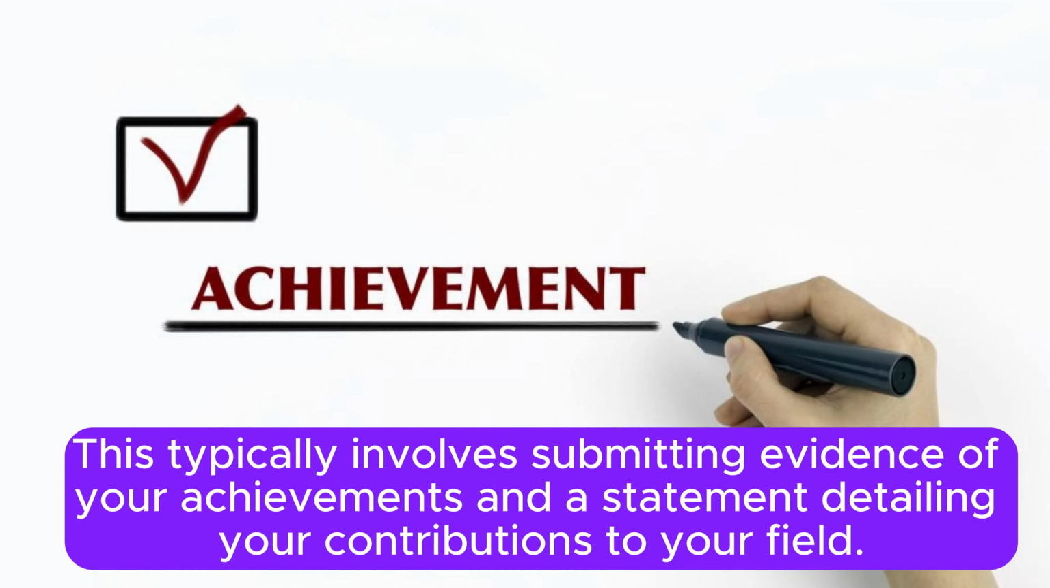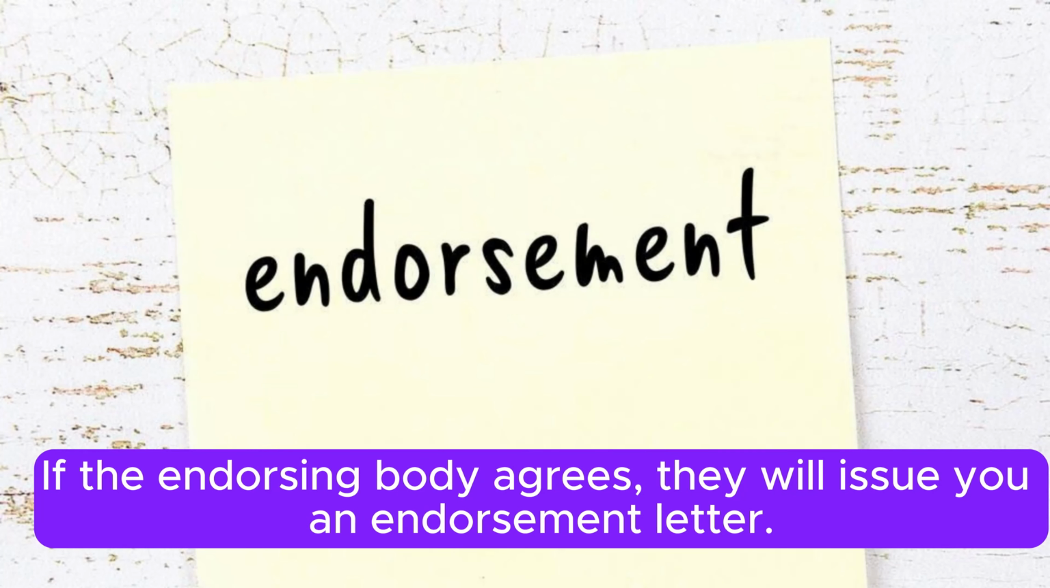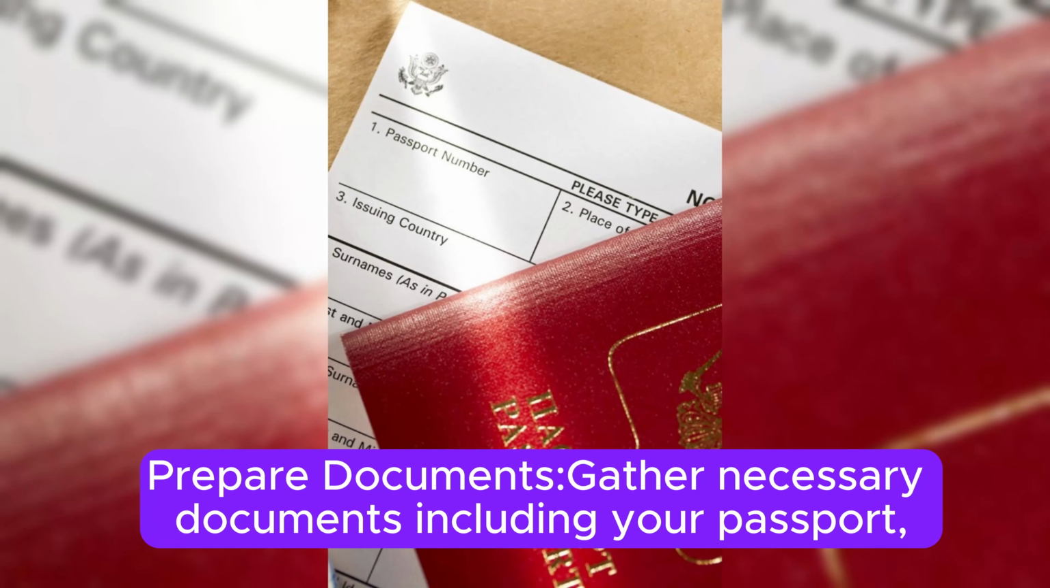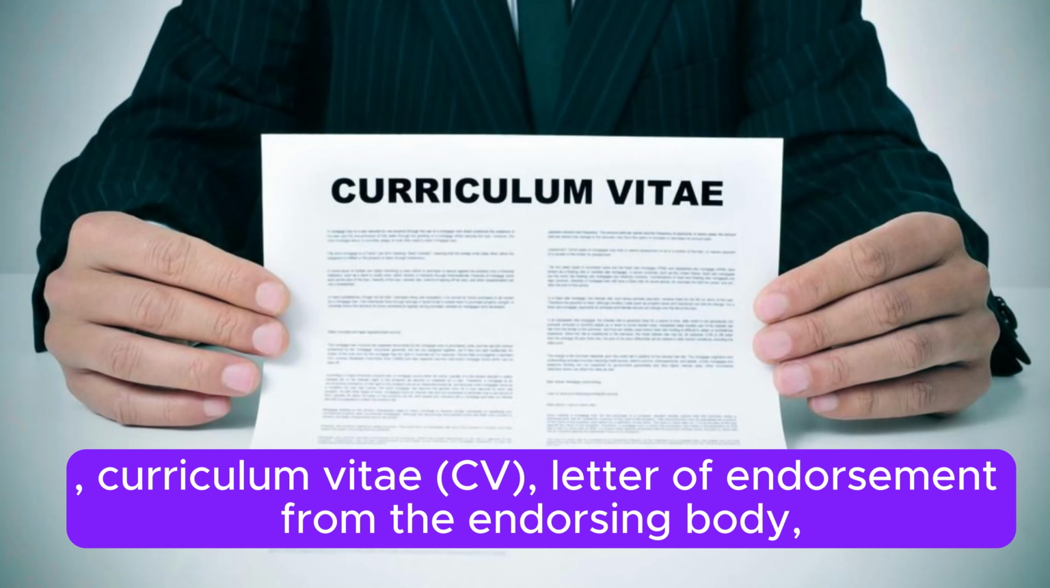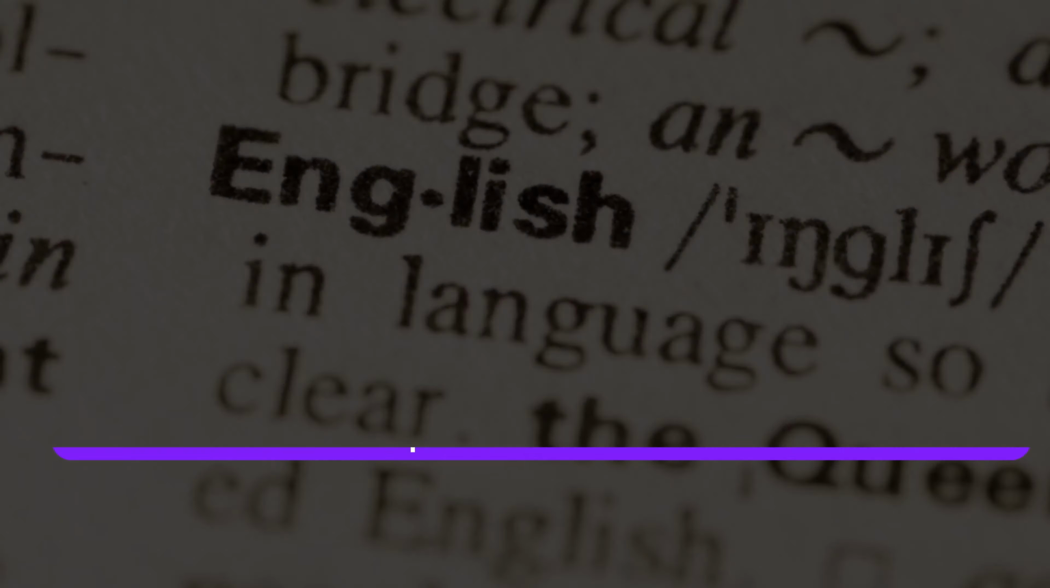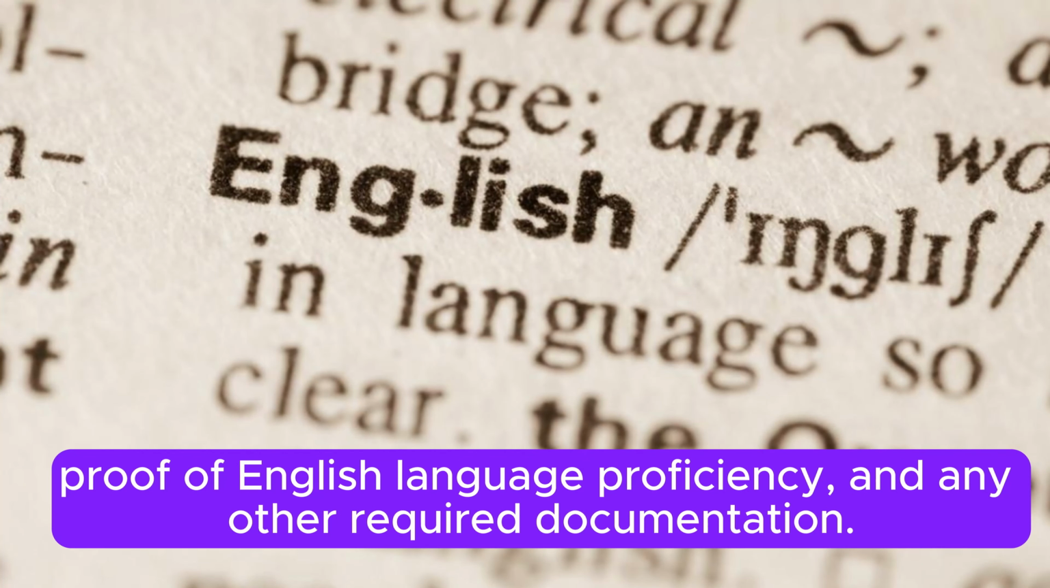Obtain endorsement. Apply to the chosen endorsing body for endorsement. This typically involves submitting evidence of your achievements and a statement detailing your contributions to your field. If the endorsing body agrees, they will issue you an endorsement letter. Prepare documents. Gather necessary documents including your passport, evidence of your achievements, awards, publications, exhibitions, performances, etc. Curriculum vitae CV, letter of endorsement from the endorsing body, proof of English language proficiency, and any other required documentation.